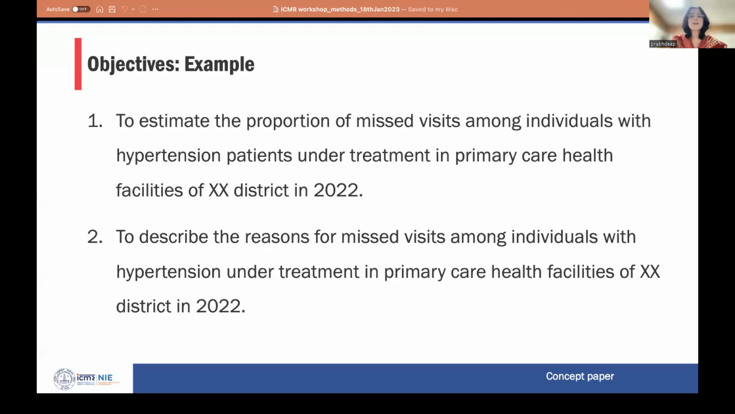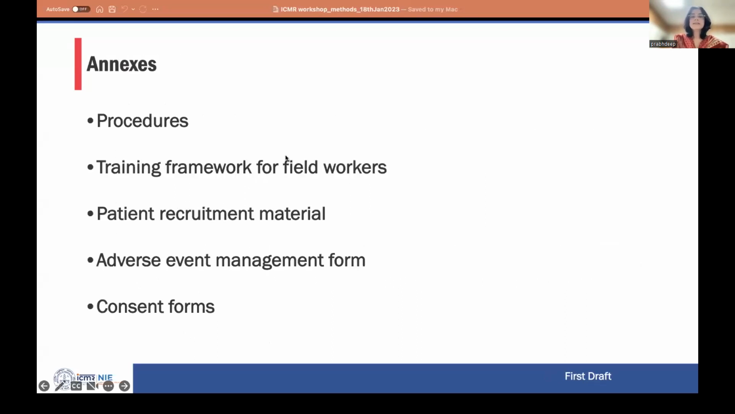So I want to ask the organizer, if my time is over, I'll stop here. Otherwise, I can run through an example. You have 10 more minutes. I have time. Okay, great.